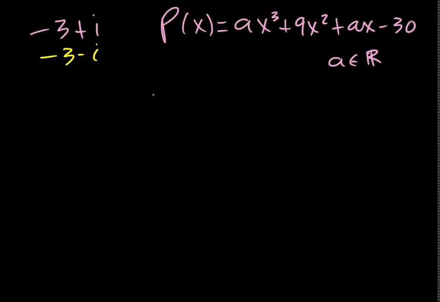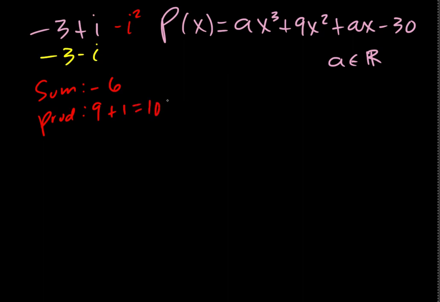So if we add these together, the sum is negative 6. If we multiply these together, we get 9 plus 1. When they're conjugates, you can just multiply like terms. Now that's only true with conjugates because conjugates make the i disappear in the middle. So negative 3 times negative 3 is 9. i times negative i would be negative i squared, which is just equal to 1. Negative 1 times negative 1 is 1. So the product is 10.